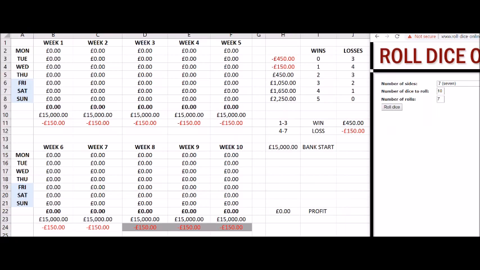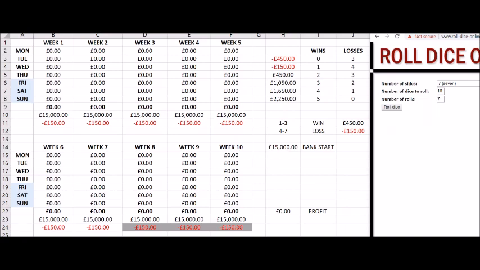I can't duplicate the results of yesterday because every time you roll dice online, it's going to come up with a new random arrangement of data. So that might be good anyway, because by rerunning the simulation, we can see whether there are any differences between what we saw yesterday and today.